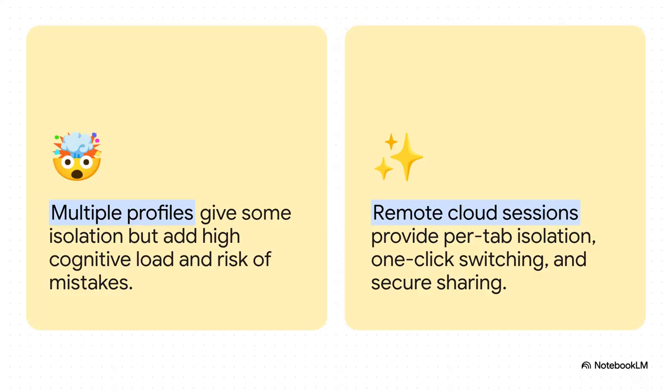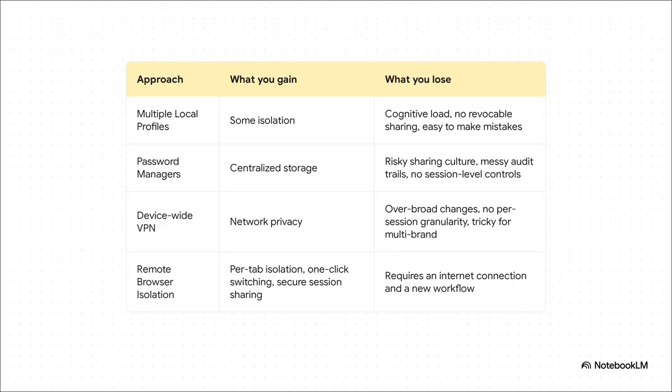Just looking at the high level, the difference is pretty stark, right? The old way, using tons of local profiles, yeah, it gives you a little bit of isolation, but it comes with a huge mental tax and a constant risk of mixing things up. The new way gives you true per-tab isolation with the beautiful simplicity of one-click switching and, of course, that huge benefit of secure sharing.